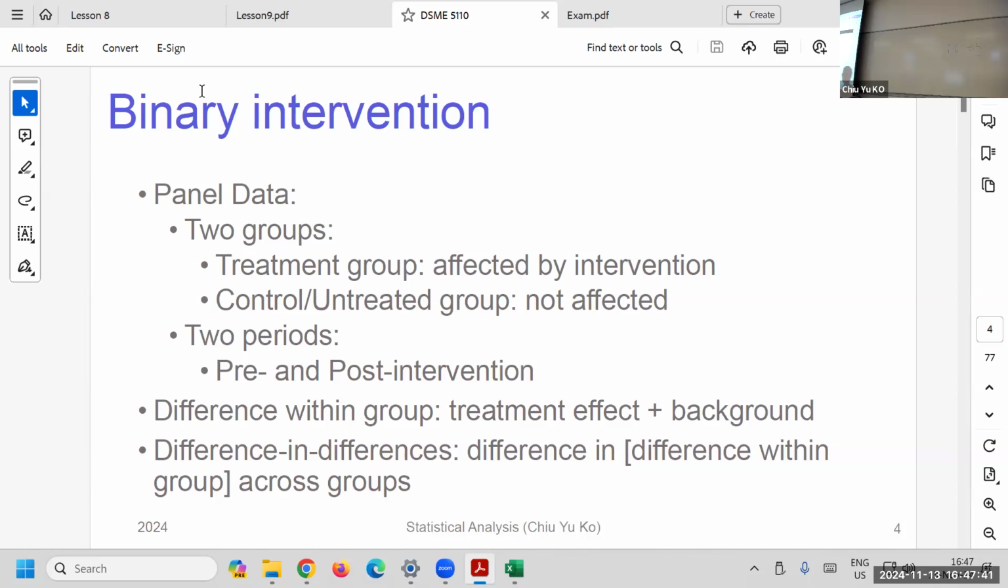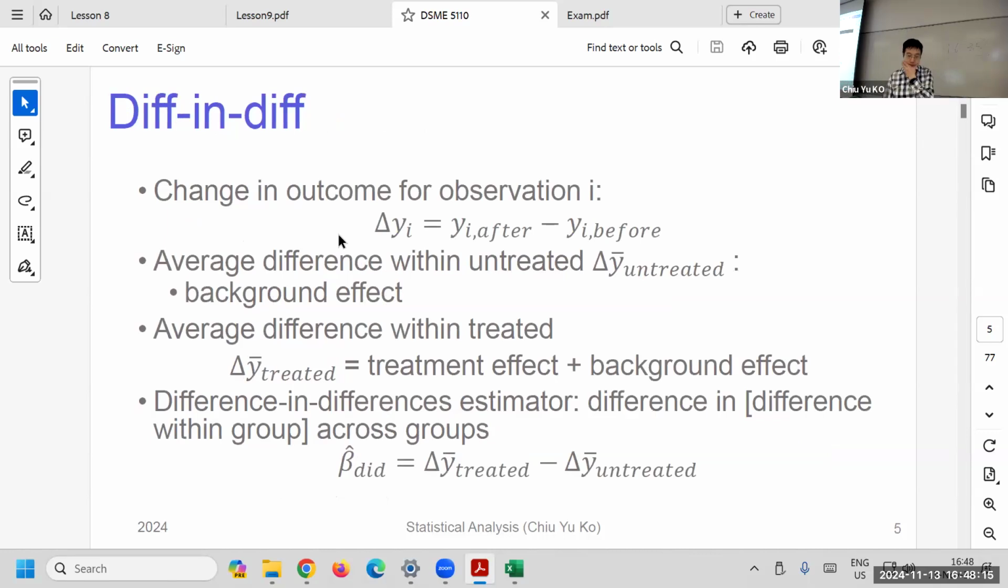So that means you have to look at the control group to see how they change. That is called the background effect. By taking a difference, you take it out, because the control group before and after is the background effect. And look at the treatment group, the difference is treatment effect plus background effect. You take the difference between this over the difference between this, you get the treatment effect. So that is why we call it difference in difference.